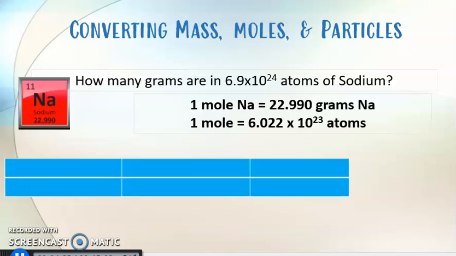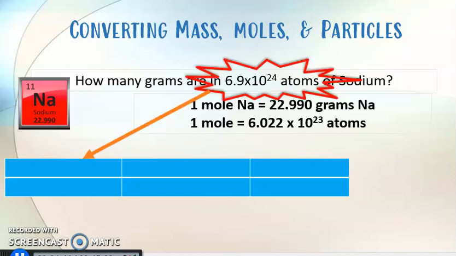So we do know that we're going to do some conversions. Let's get started with our setup. Our given is 6.9 times 10 to the 24th atoms. That's going to slip into our problem over 1. And we know in this case we want to convert to grams.